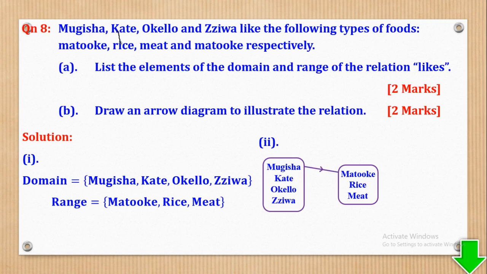Then Kate likes rice, so we shall join Kate to rice with an arrow. So let's do that. Then Okelo likes meat, so we shall join Okelo to meat with an arrow. So let's do that. And lastly, Zwa likes matoke, so we shall join Zwa to matoke with an arrow. So let's do that. So basically, that's what they wanted. Now let's see how much can be awarded.